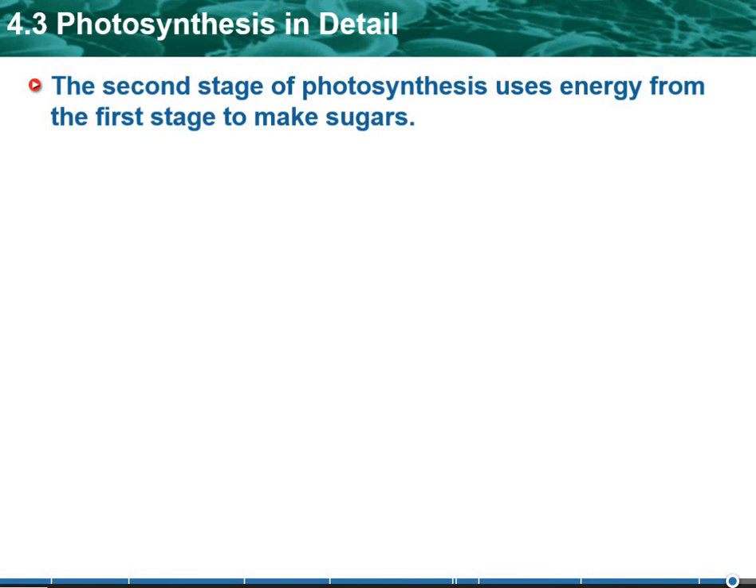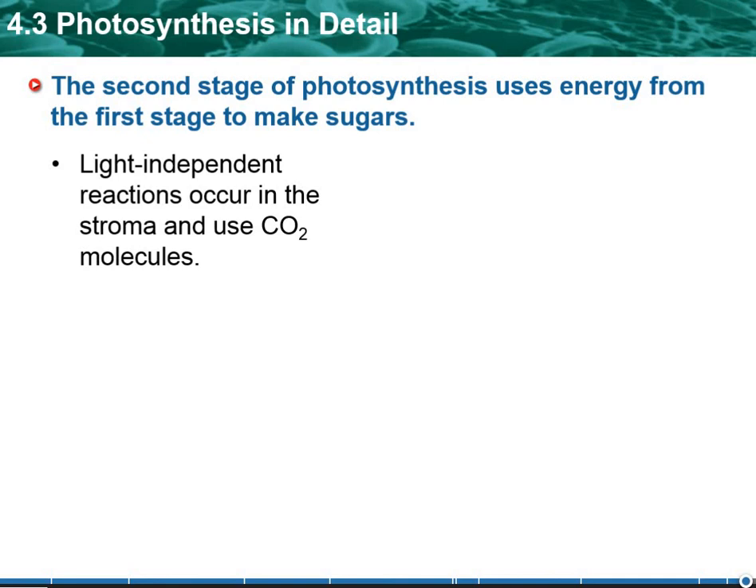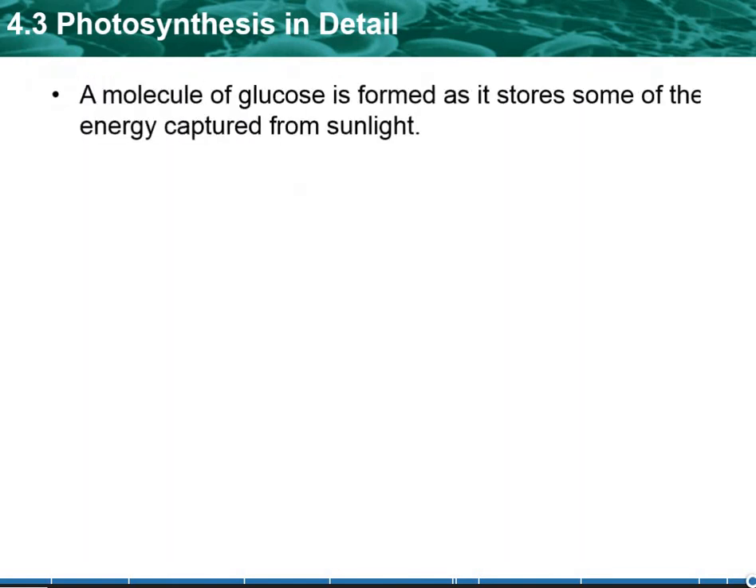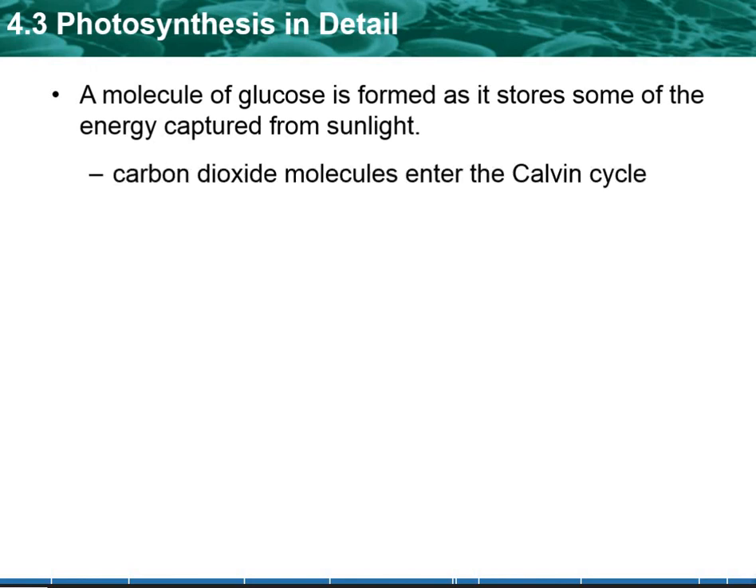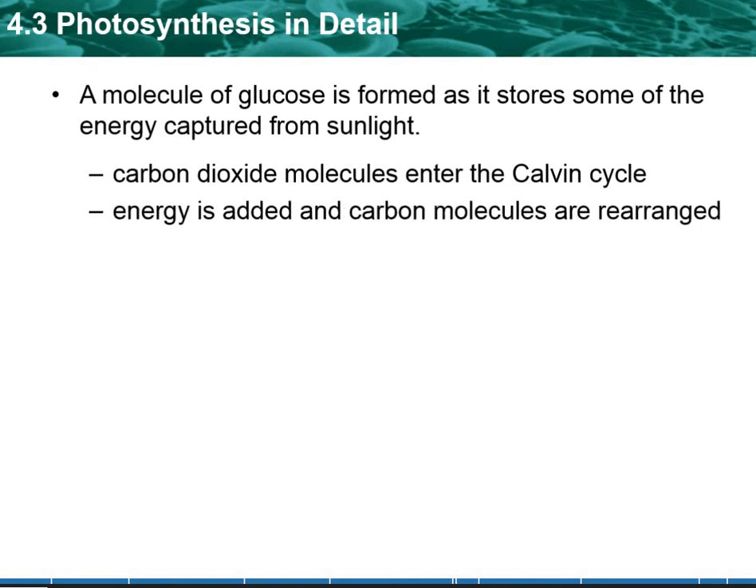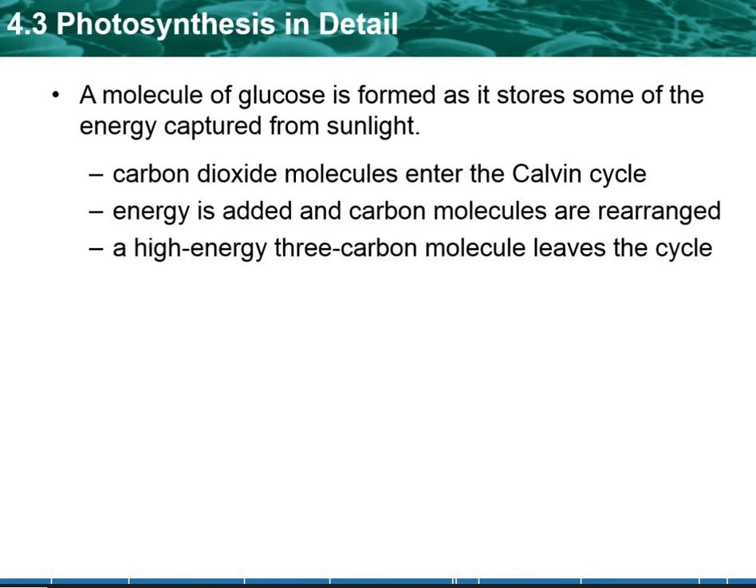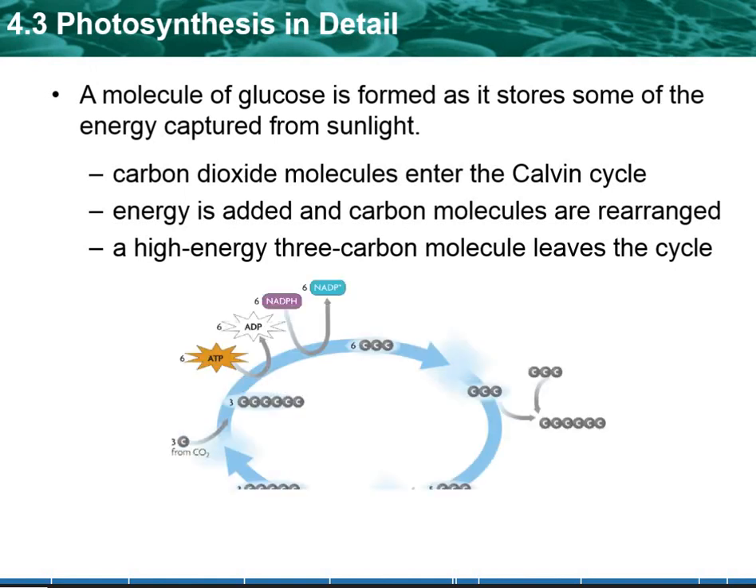This stage is also known as the Calvin cycle. So the light-independent reactions occur in the stroma once again, and they use carbon dioxide in order to help make the sugars. A molecule of glucose is formed as it stores some of the energy captured in the sunlight. So carbon dioxide molecules enter the Calvin cycle. Energy is going to be added, and carbon molecules are going to be rearranged. A high energy 3-carbon molecule is going to leave the cycle.